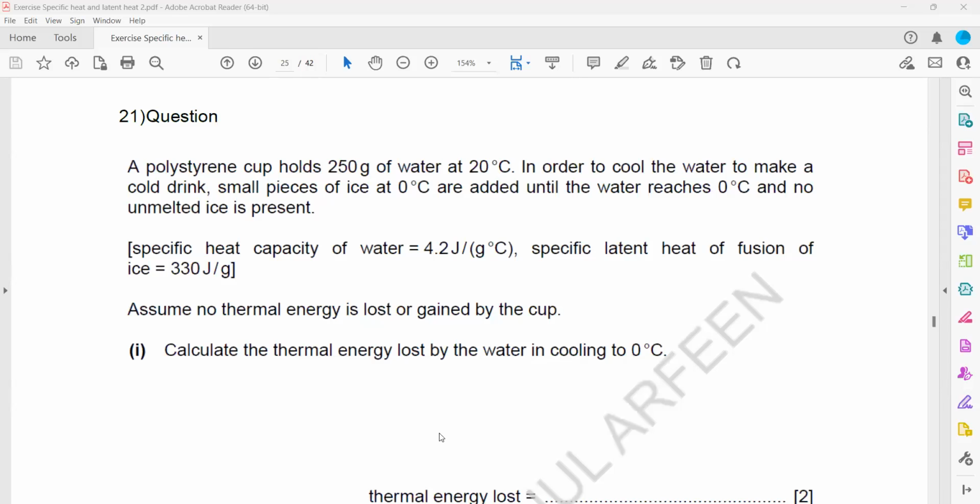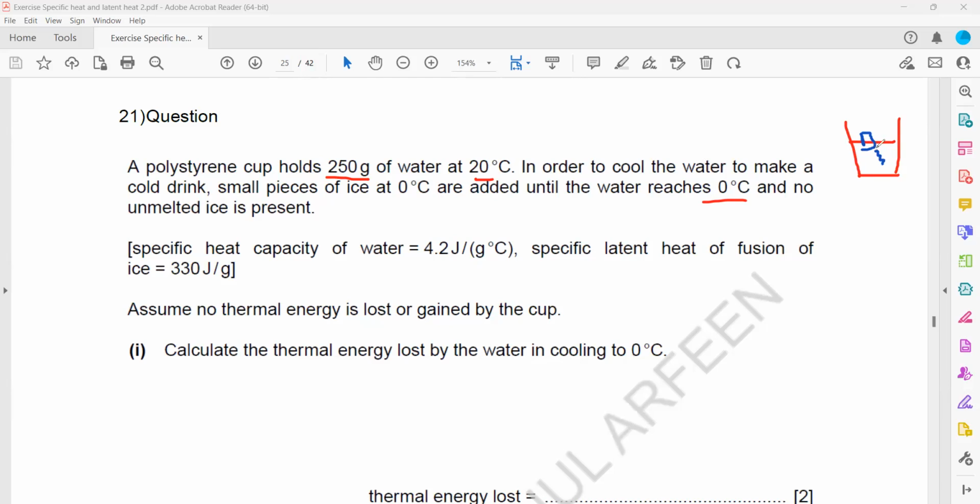The continuation of the questions related to specific heat and latent heat. A polystyrene cup holds 250 grams of water at 20. In order to cool the water, to make a cold drink, a small piece of ice is added until it reaches zero. So we have a polystyrene cup, which is filled with water. To make this cold water, we add ice cubes.